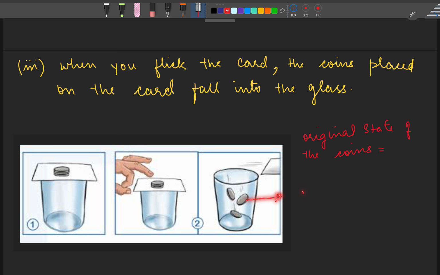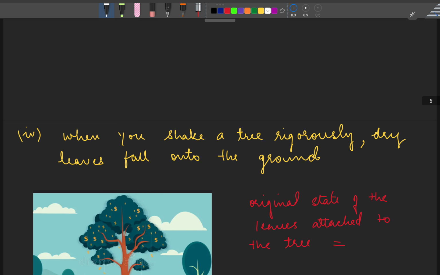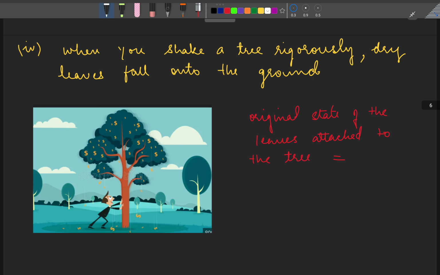So coins exhibited inertia. What was the initial state of the coins? Rest. You removed the card, the coins continued to stay at rest, and that's why the coin falls down into the glass. Correct? The next example, again a very common example from our day-to-day life.